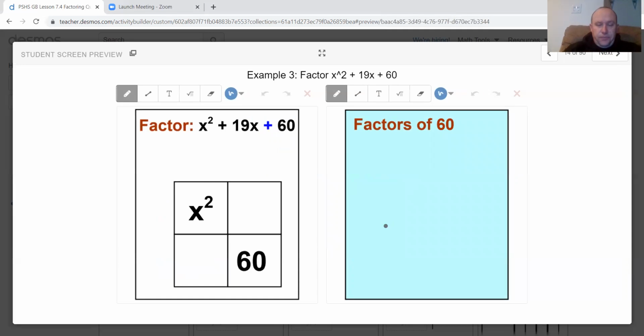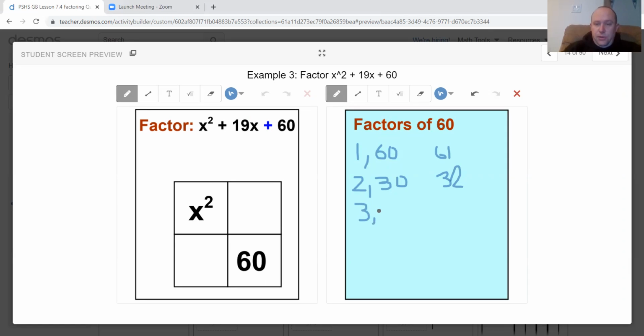Our last example, this time we've got a much bigger number. We have 60. So sometimes this can be a real problem as we're working through. So 1 and 60. Now I might want to check as I go through, is this right? If I add these together, is that going to give me 19? Well, no, that's going to give me 61. 2 times 30 gives me 60. Of course, you can do 60 divided by 2 on your calculator to find it's 30 if you're not sure. If I add those together, I get 32, so it's not that.